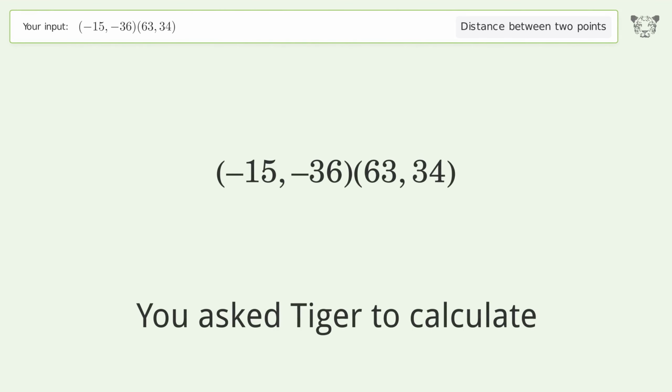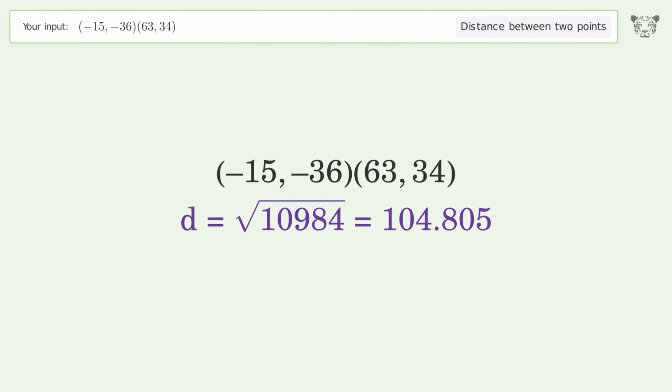You ask Tiger to calculate. This deals with the distance between 2 points. The distance between the 2 points is the square root of 10,984 or 104.805.